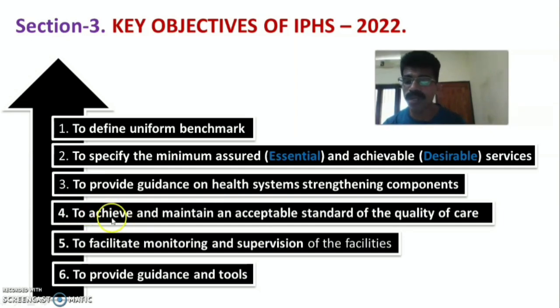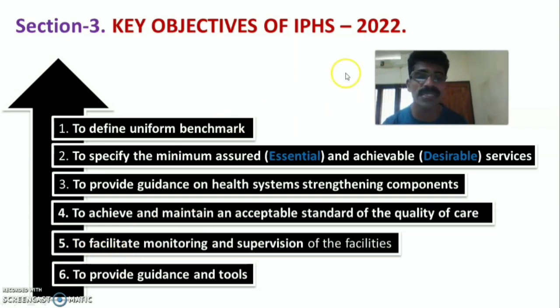Then the fourth key objective is to achieve and maintain an acceptable standard of quality care. So all the health centers have to comply with the IPHS 2022. They have to render an acceptable standard of quality care. So IPHS 2022 helps all the health centers in India to achieve and maintain or sustain an acceptable standard of quality patient care.